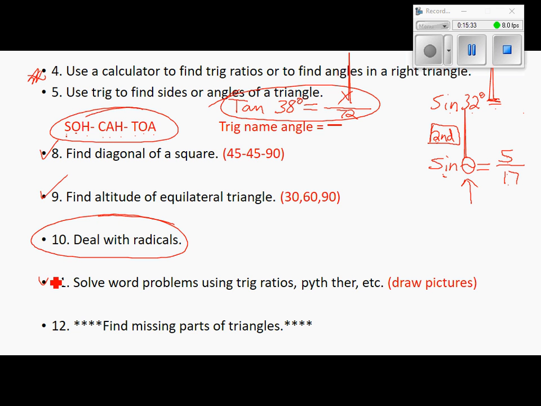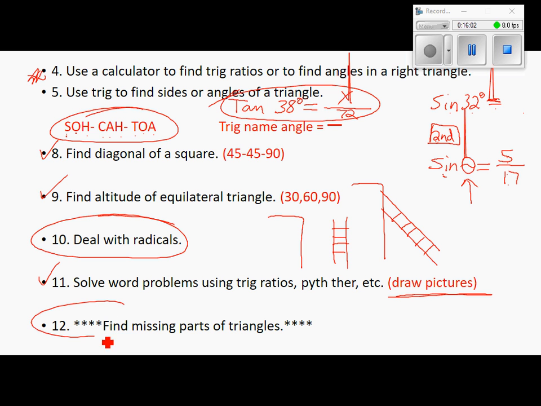Number 11, be able to solve all the word problems that we did. That means you probably have to draw a picture. Make sure you remember, if they talk about a ladder leaning up against the wall, you draw the wall, and the ladder has to be leaning up against the wall. You don't draw the wall and then the ladder standing straight up out here. That's not how ladders work. So make sure that your picture makes sense.